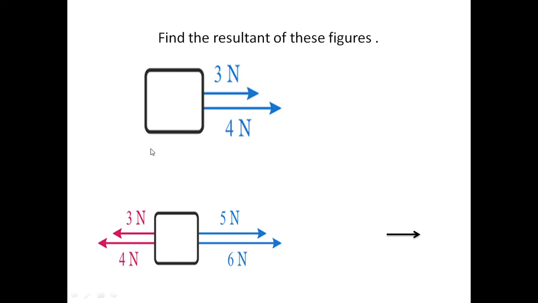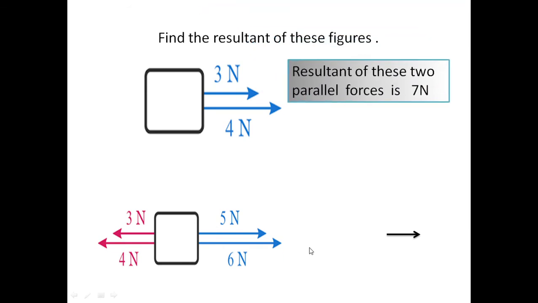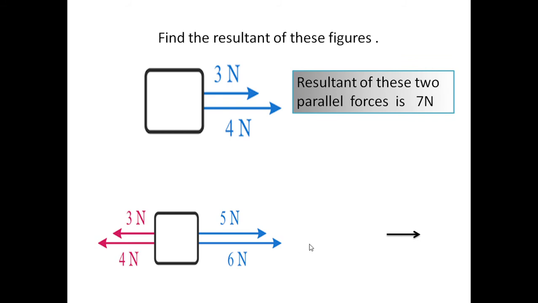Now you all can calculate the resultant of these figures. What is the resultant of the first figure? Two parallel forces are applied on this object. One is 3 Newton, the other 4 Newton. What is the resultant? The resultant of these two parallel forces is 7 Newton.